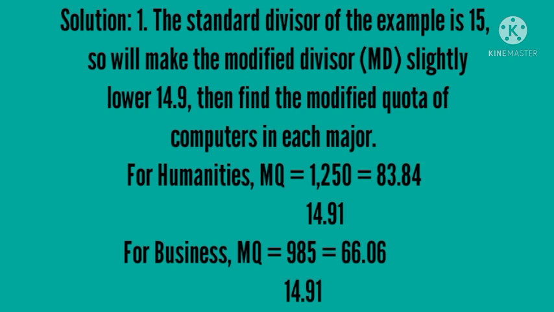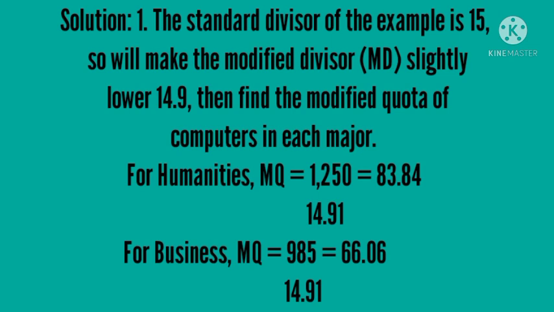Solution 1. The standard divisor of the example is 15. So, we'll make the modified divisor slightly lower, 14.91. Then, find the modified quota of computers in each major. So, for humanities, modified quota, gagamitin lang din natin yung enrollees ng humanities. So, 1,250 divided by 14.91 equals 83.84.